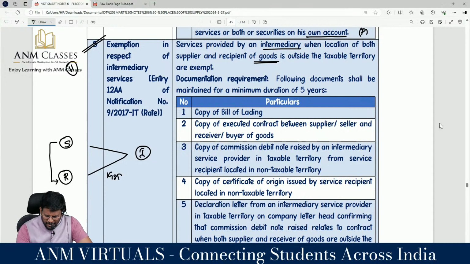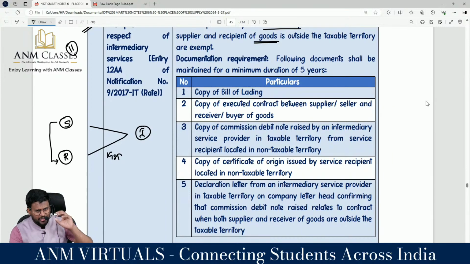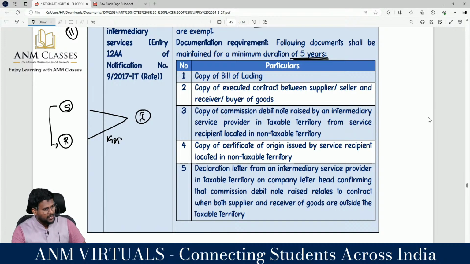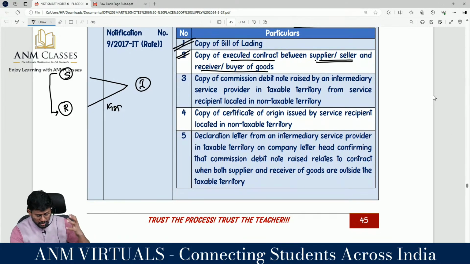So, documentation requirement: if you want to enjoy this exemption under section 6 of the IGST Act, the following documents shall be maintained for a minimum duration of how many years? 5 years. Number 1, copy of bill of lading. Number 2, copy of the executed contract between the supplier or seller and the receiver of the goods. What is the contract they have executed? Number 3, copy of commission debit note raised by an intermediary service provider in the taxable territory to the service recipient located in the non-taxable territory.